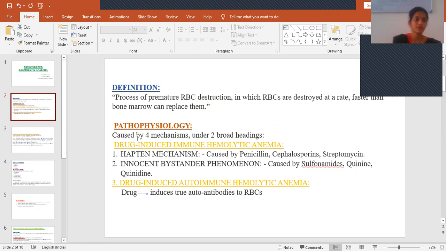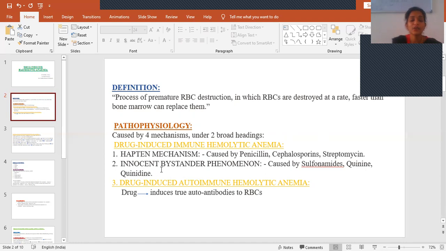And then pathophysiology. In pathophysiology, it is caused by four mechanisms under two broad headings. The first is drug-induced immune hemolytic anemia, caused by certain immune mechanisms. That includes the Hapten mechanism and the innocent bystander phenomenon. As we have seen in drug-induced granulocytosis, these mechanisms we have discussed. The Hapten mechanism causes hemolysis by drugs like penicillins, cephalosporins, and streptomycin. So these are the antibiotics which cause drug-induced hemolytic anemia.